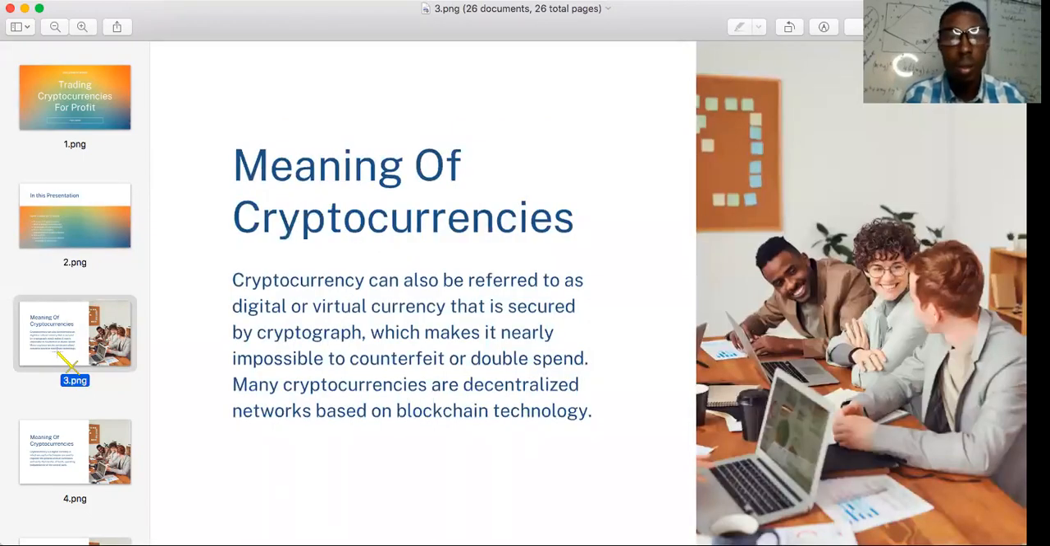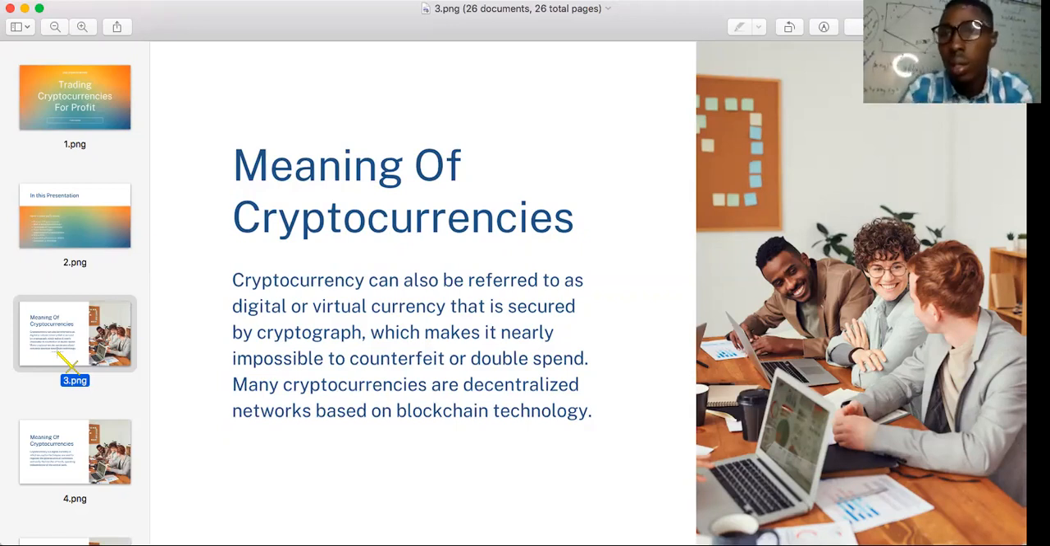What is cryptocurrency? Cryptocurrency can be referred to as a digital or virtual currency that is secured by cryptography, which makes it nearly impossible for it to be counterfeited or double spent. In other words, trading cryptocurrency uses a secure technology, actually blockchain technology, with the aid of cryptography. It makes it difficult for you to counterfeit or double spend a cryptocurrency. What do I mean by that? You cannot transfer one particular Bitcoin twice, which you can normally see in other fiat currency. So many cryptocurrencies are decentralized and use blockchain technology.